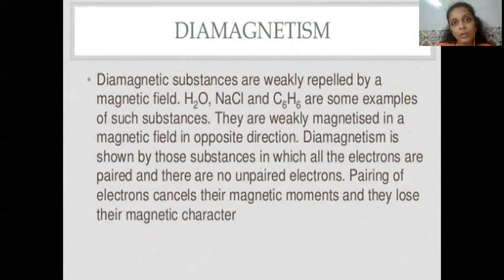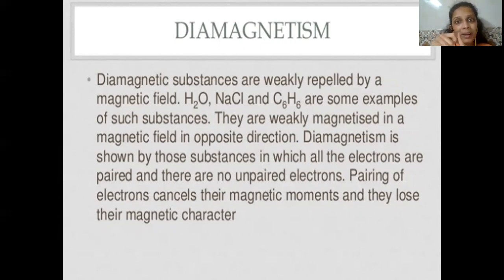Okay, so they are paired, they don't attract the magnets. As they are paired, they don't attract the magnet, therefore they repel it. Because we know that an electron can either be single or it can be paired here. So as they are paired, they repel the magnetic field. So diamagnetic substances are the substances which repel the magnetic field when kept between the magnets.